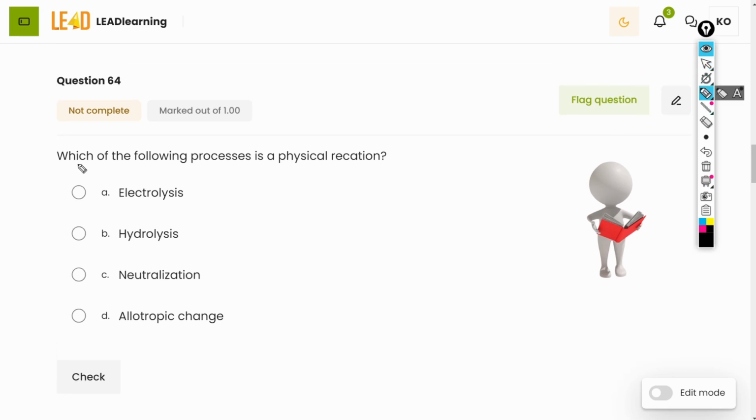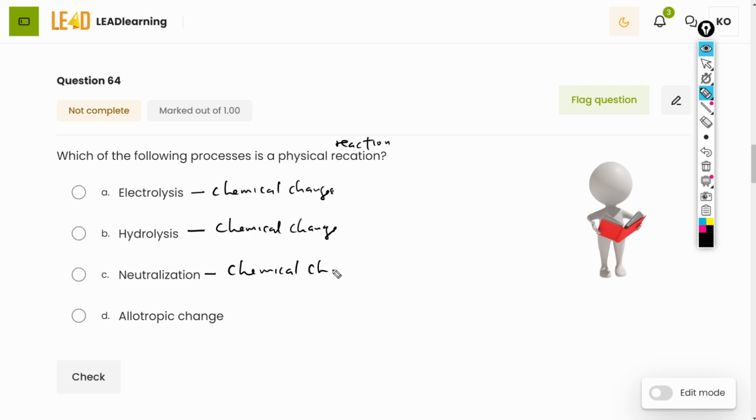Question 64. Which of the following processes is a physical reaction? Which of the following processes is a physical reaction? Now, electrolysis is a chemical change. Hydrolysis is a chemical change. Neutralization, it's a chemical change. Now let me go back and define each of them.